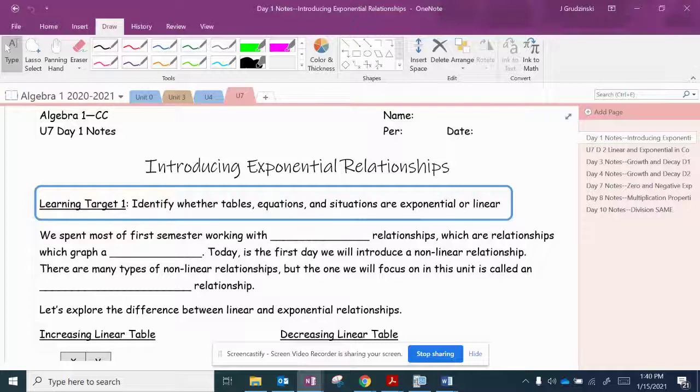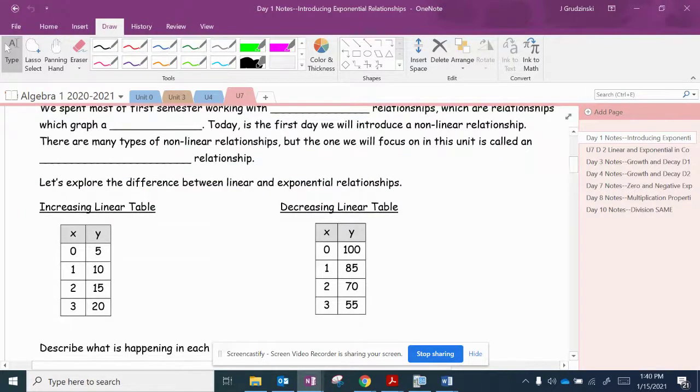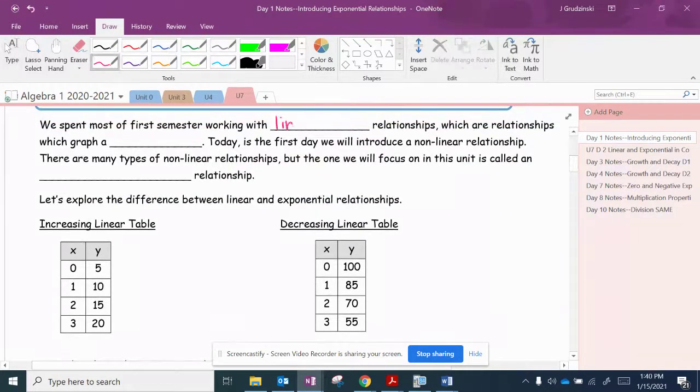Hello everybody, today we're going to be working on introducing exponential relationships. So we spent most of first semester working with linear relationships, which are relationships which graph a line. Today is the first day we will introduce a nonlinear relationship. There are many types of nonlinear relationships, but the one we'll focus on in this unit is called an exponential relationship.